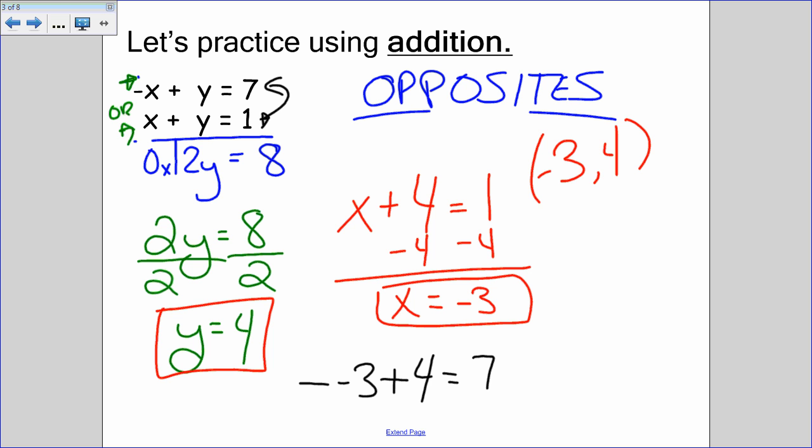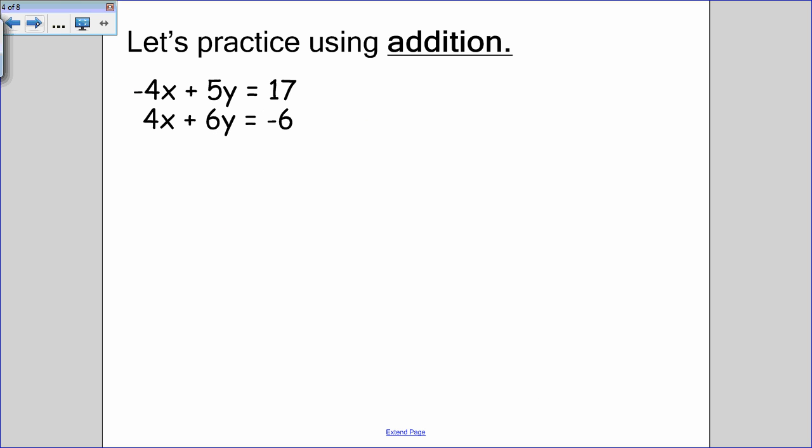Okay, if I have a negative and a negative, this becomes positive. 3 plus 4, does it equal 7? All right, then we got our correct answer. We went back and we checked our work. Okay, let's try another one.